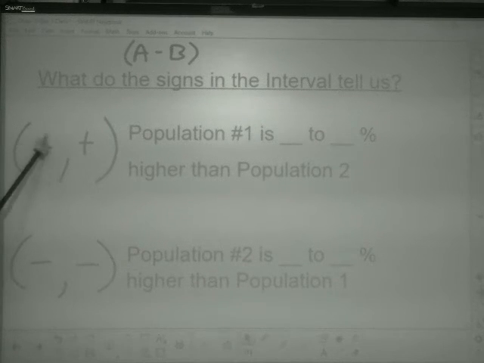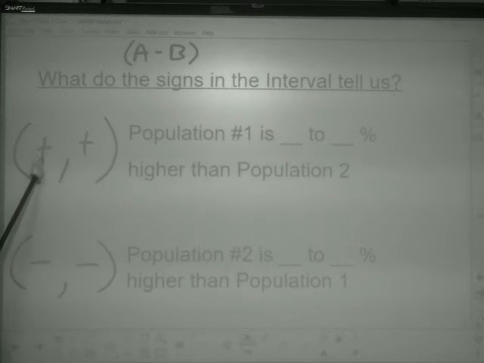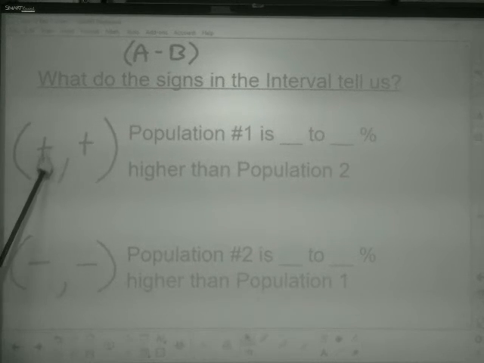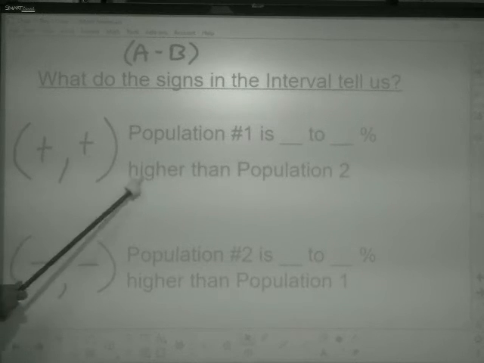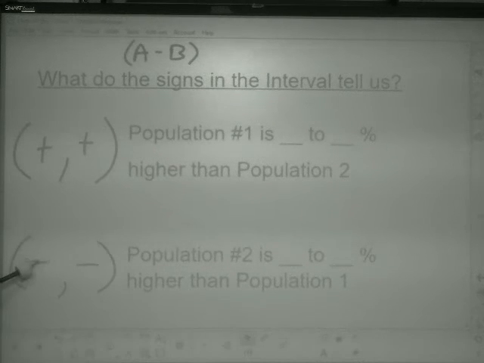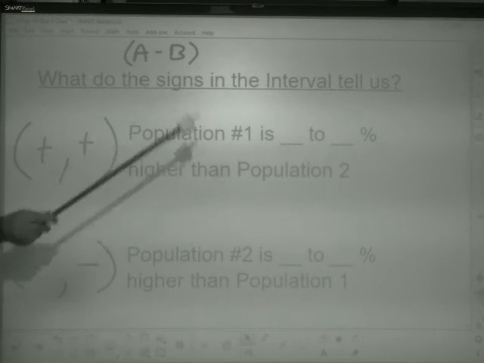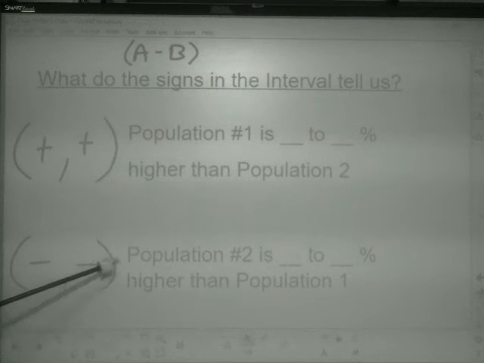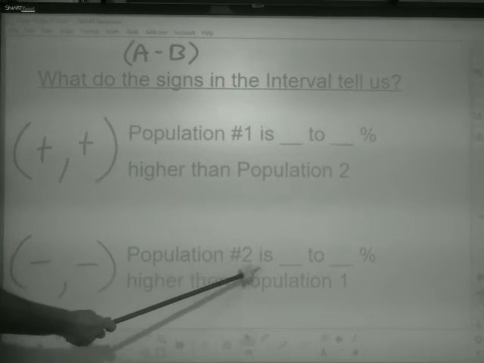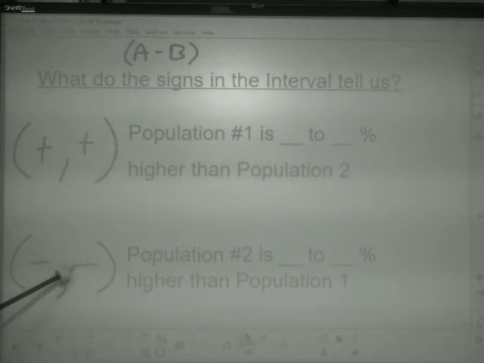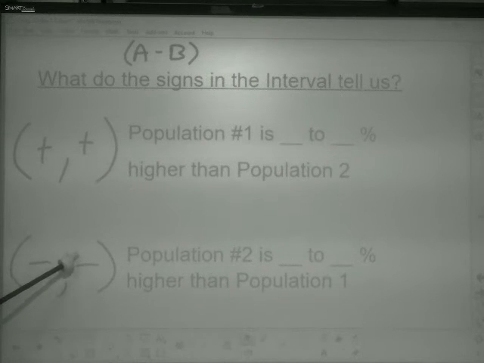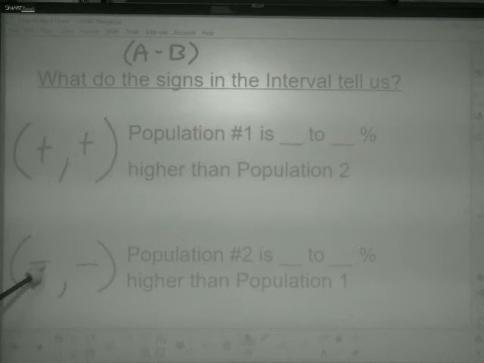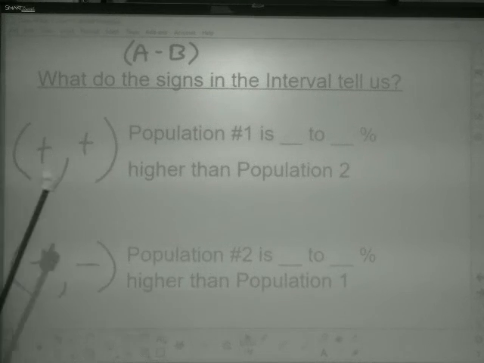So these are going to be decimals. You're going to move the decimal place twice, or convert them to percents. And so you'd say group A is this percent to this percent higher than group B. If they're both negative, the only time that happens is if group B is higher, group 2. So you say group population 2, whoever or whatever that is, and this one you're going to read in reverse because the way that negatives are, the smaller negative is actually here. So you'd say from this percent to this percent higher than the first group.